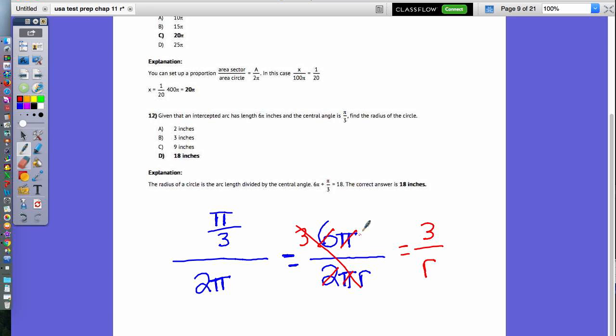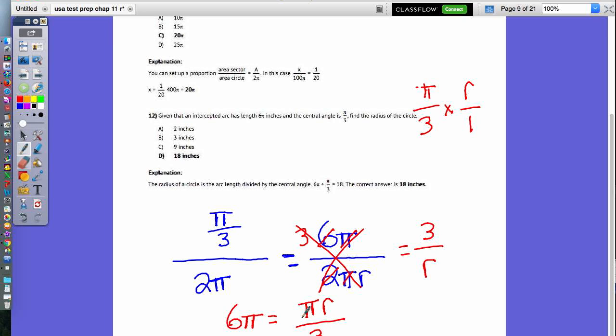Now ignore that for a minute because I'm going to cross multiply here. 2 pi times 3 is 6 pi. Pi over 3, my pen is not working well, times radius over 1 is pi times the radius divided by 3.